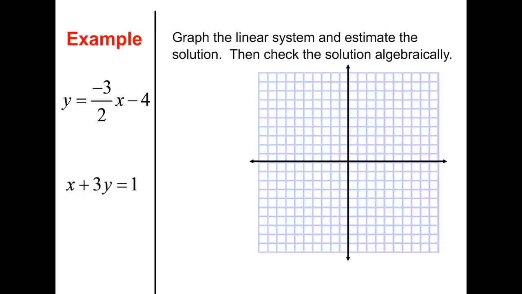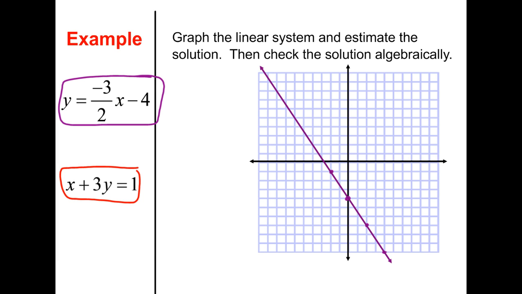Again, I'm going to graph this first one. It's purple, so y equals negative 3 halves x minus 4 is going to be purple. All right, there's that equation. Now I'm going to graph the next equation. I'm going to graph that one in, well, let's go with red again. So I'm going to graph that one in red. All right, there's the graph of my second equation there.